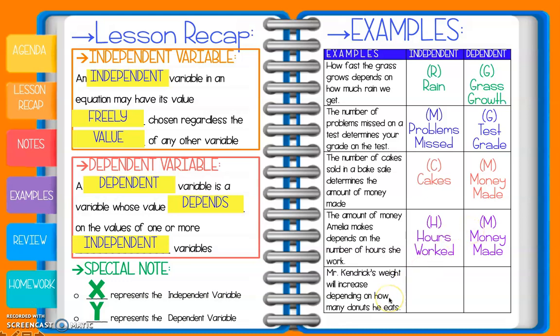Okay, this is my favorite example I ever do. Mr. Kendrick's weight will increase depending on how many donuts he eats.